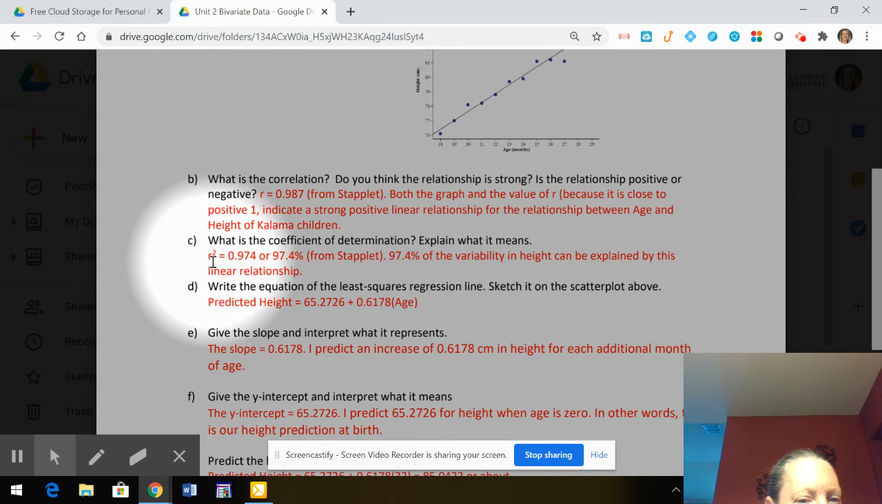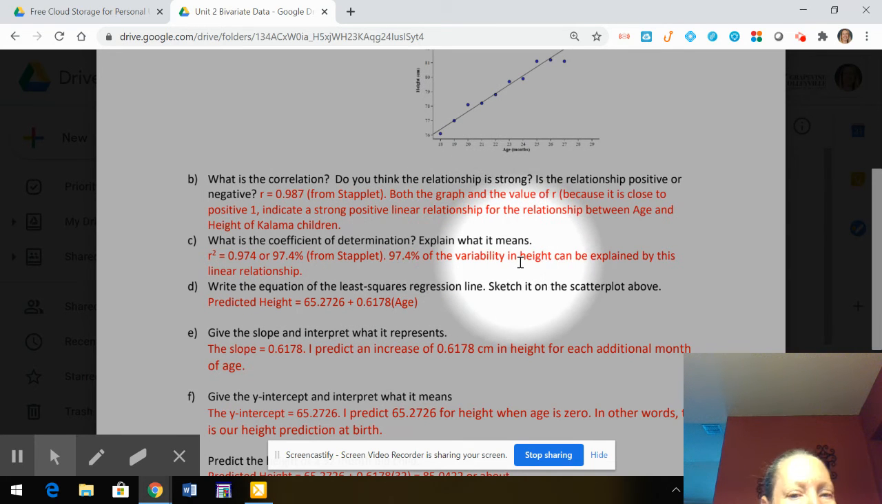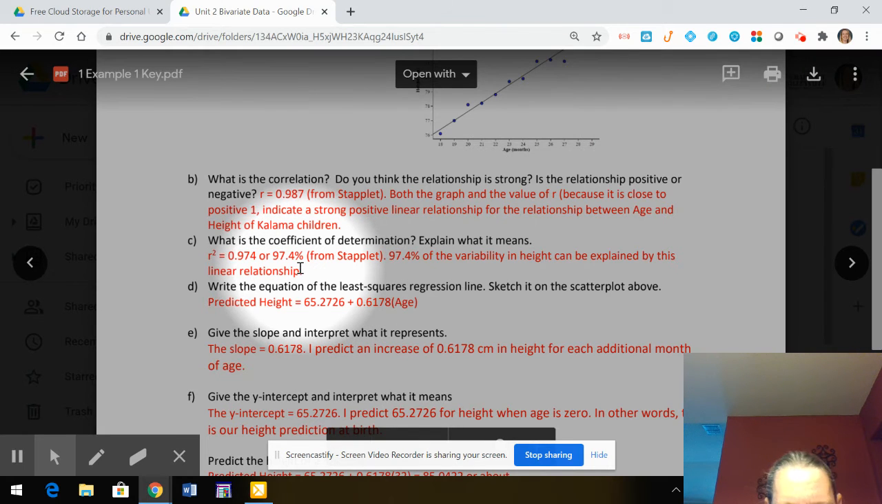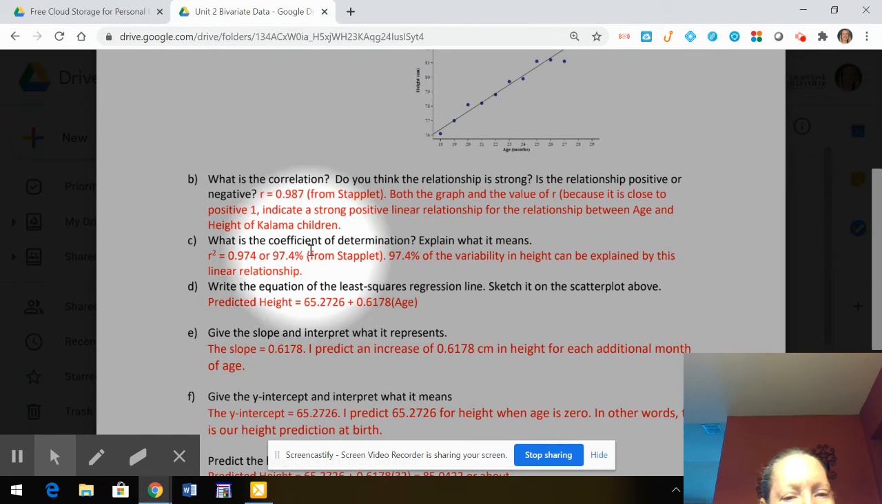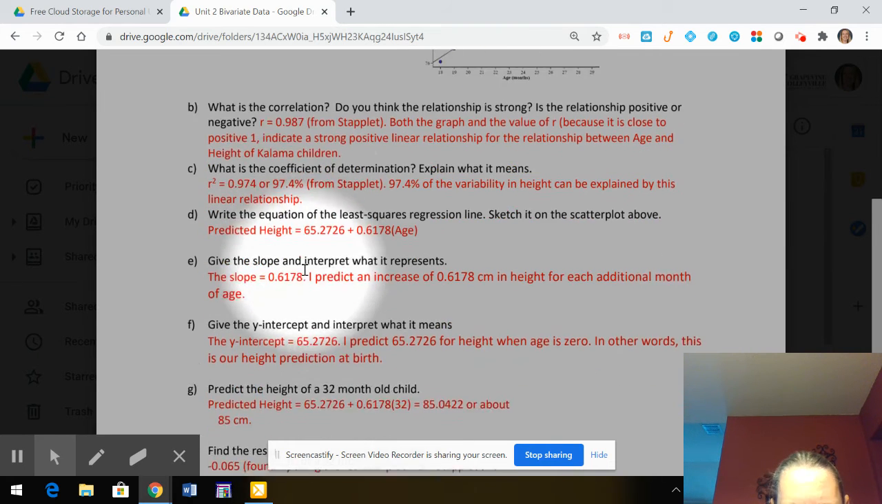The coefficient of determination was r squared. I turned that into a percentage. I used the phrase that's in my notes, so use those phrases to help you. 97.4% of the variability in height can be explained by the relationship. Whatever's left over from 100% are things that affect height besides age.